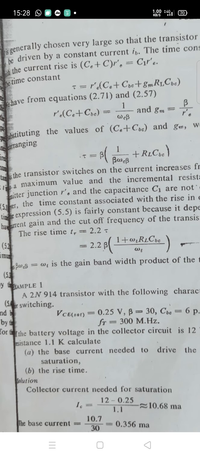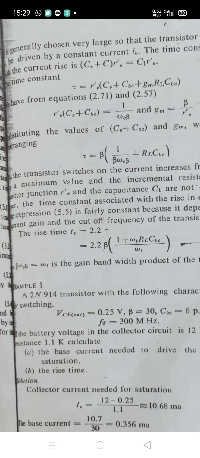So from the equation in the last chapter, they have taken this equation 2.71 like this. In the last article, they have taken the equations from the second unit. So 2.71 and 2.57. So that will be R dash E equal to R dash E (C plus CBC) equal to 1 by omega C beta and GM equal to B by R dash E.